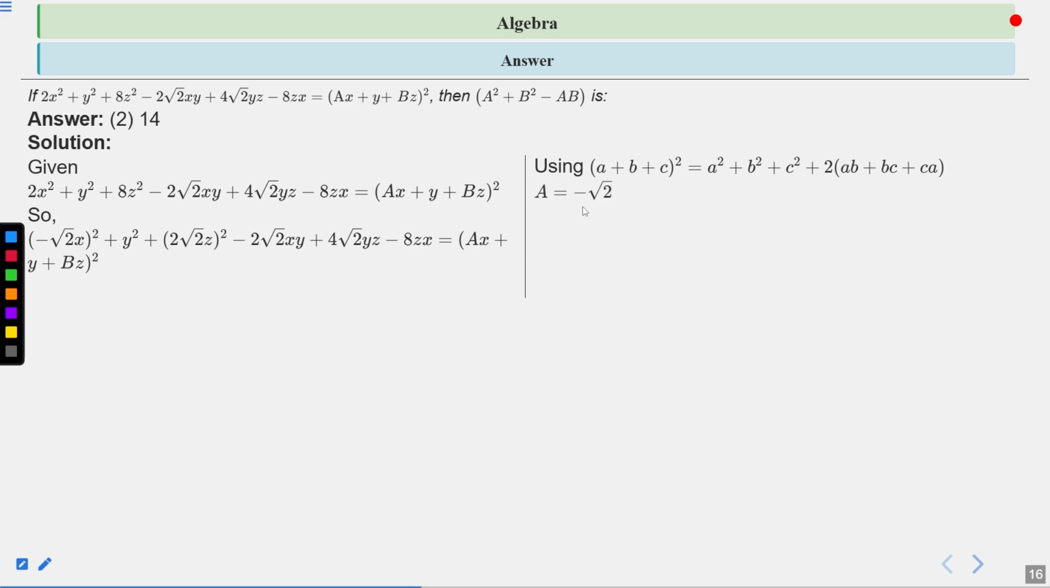Now by using this formula, we can say that a = −√2, b = 2√2, and then we apply it in the given expression, which is a² + b² − ab. So we just put the values. We get (−√2)² + (2√2)² − (−√2)(2√2). When we simplify it, we get 2 + 8 + 4, which becomes 14. So that's why the second is the correct answer of this question. Next one.